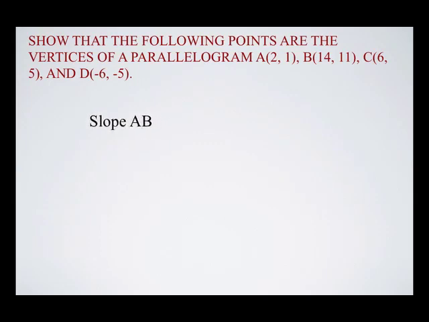Slope AB is the slope of the first line segment we'll consider. So the slope is given by y2 minus y1 over x2 minus x1. With points AB having B being the second point and A being the first point, this substitutes as 11 minus 1 and 14 minus 2, which simplifies to 10 over 12, which we then reduce to 5 over 6.